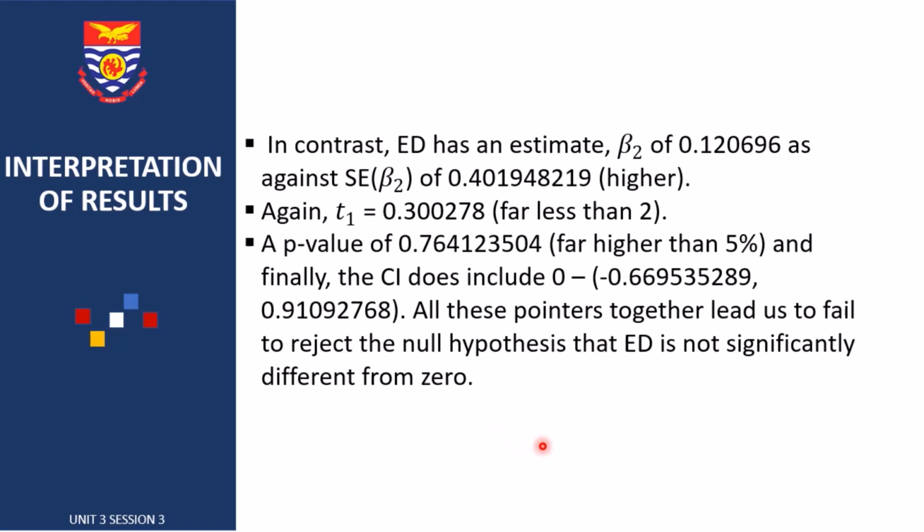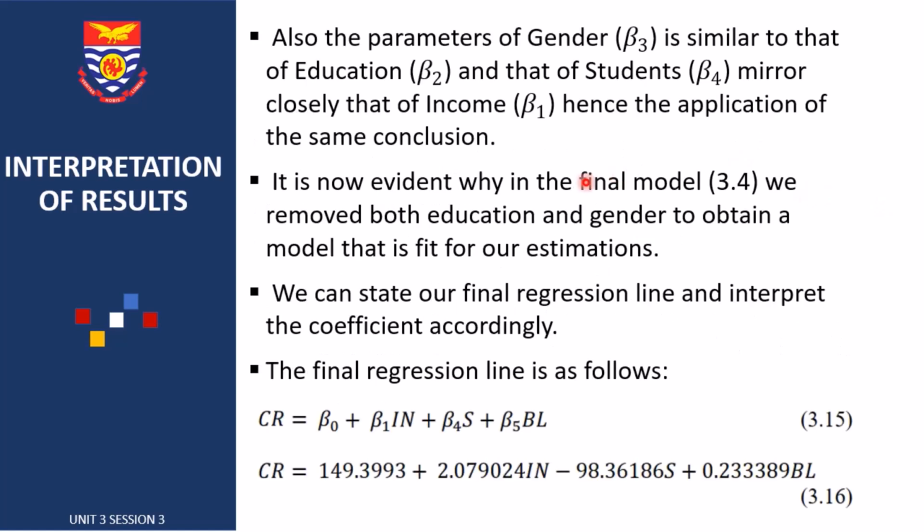So in summary, due to all these factors that we have earlier mentioned, everything indicates that education is not significant, or not significantly different from 0, and that it does not contribute in explaining the movement in the regression, which is the credit risk or the credit ratings of the customer. Also, the parameter of gender, B3, is similar to that of education, so we fail to reject the null hypothesis and indicate that gender is also not a factor in explaining the credit ratings or the credit worthiness of a customer.